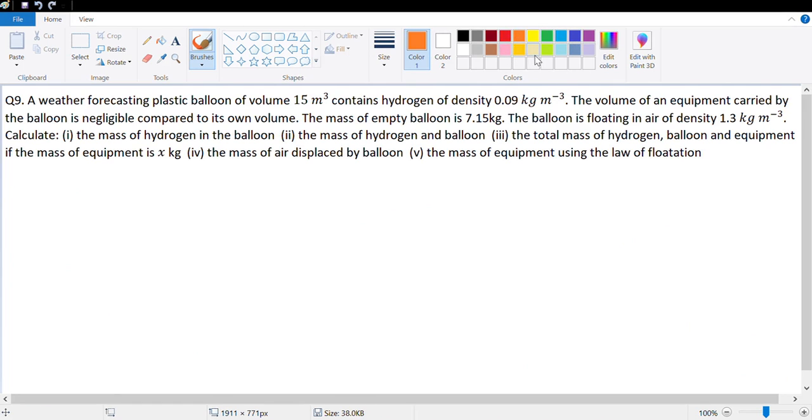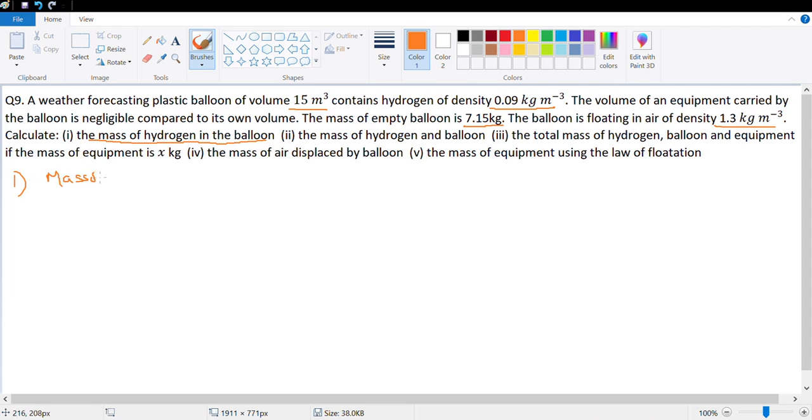It says a weather forecasting plastic balloon of volume 15 meter cube contains hydrogen of some density. So the volume of hydrogen is 15 meter cube. Perfect. Volume of an equipment carried by the balloon is negligible compared to its own volume. The mass of empty balloon is 7.15 kg. Balloon is floating in air. That's also fine. Calculate mass of hydrogen in the balloon.